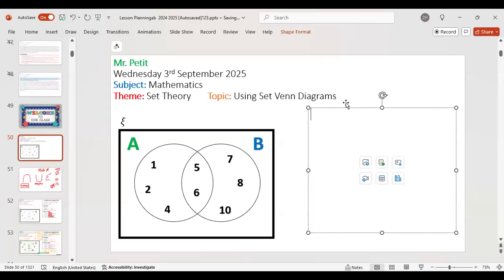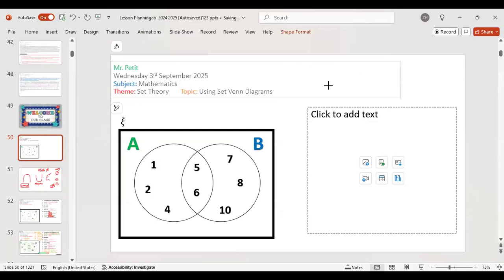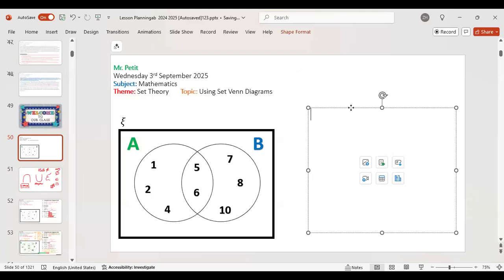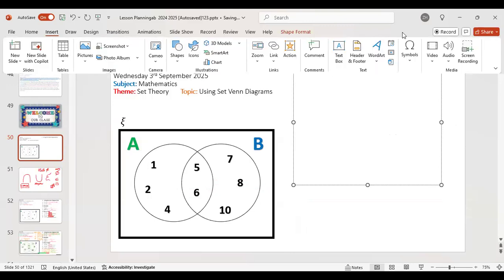All right, so let's begin. So I'm gonna make this a little bit smaller. So let's go. Number one. So number one says, using the Venn diagram, find the following. So we're going to use the Venn diagram to help us answer these questions, okay?